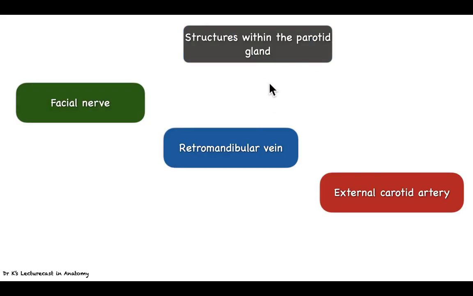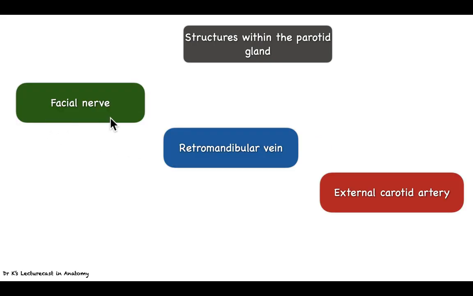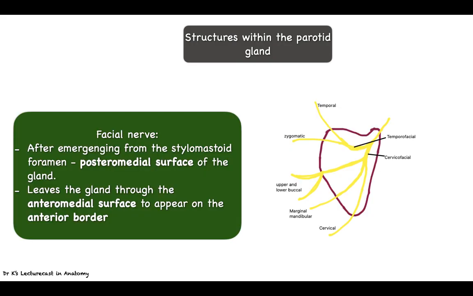Now structures within the parotid gland. The facial nerve, retromandibular vein and external carotid artery pass through the substance of the parotid gland. So this alone can be asked as a separate 5-mark question. Structures within the parotid gland, when we see from superficial to deep: nerve, vein and artery. Let's go to the previous slide. Nerve, vein and artery. So facial nerve emerges from the stylomastoid foramen and, as we read from the posteromedial surface, it goes to the anteromedial surface to appear at the anterior border.